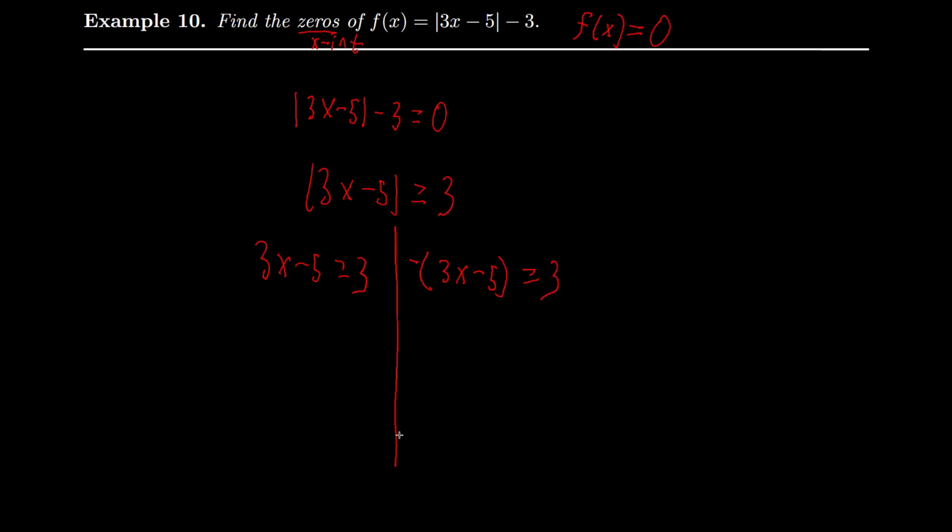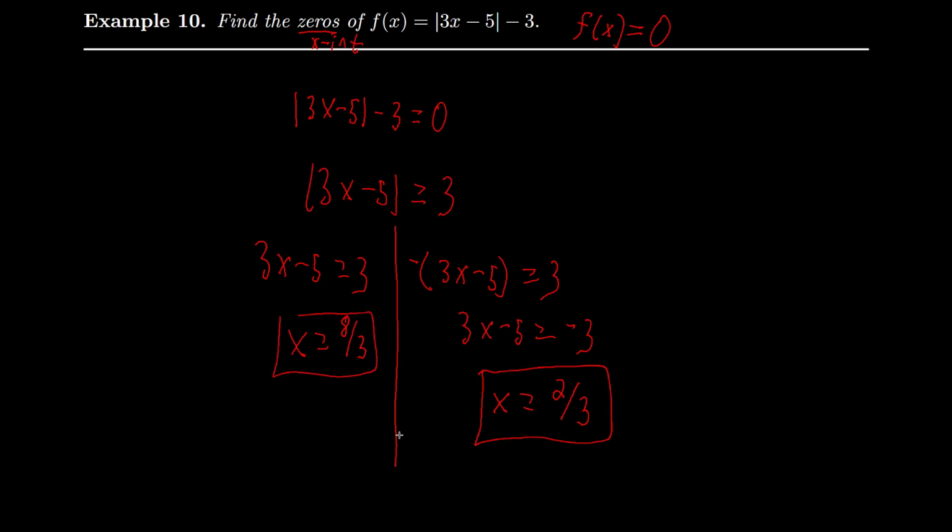And then we solve from here. So we add 5 and divide by 3, and we get 8/3. Please don't convert that to a decimal. And then here we slide our negative over first, so 3x minus 5 equals negative 3. And then we add 5 and divide by 3, and we get that x equals 2/3. So those are our 2 options.